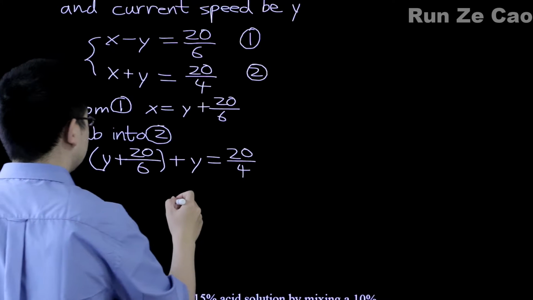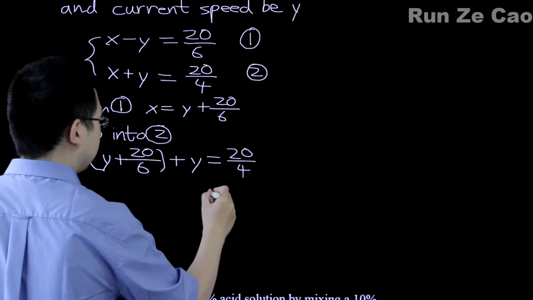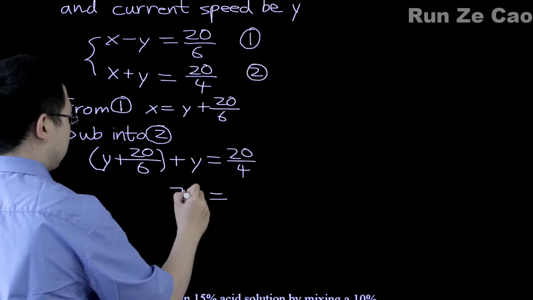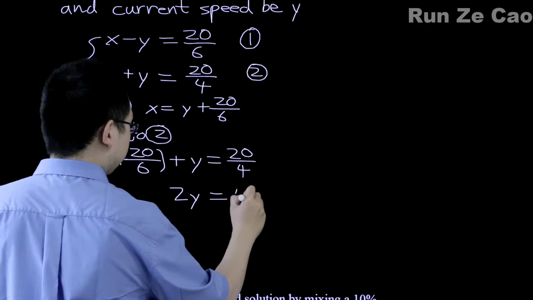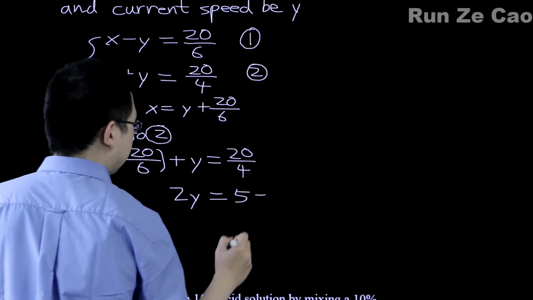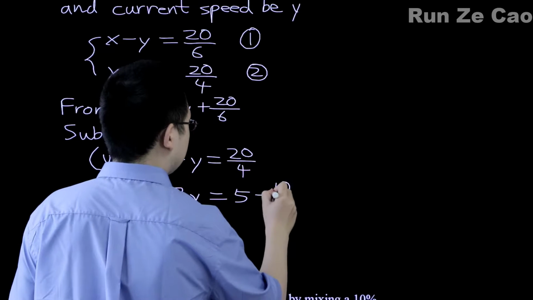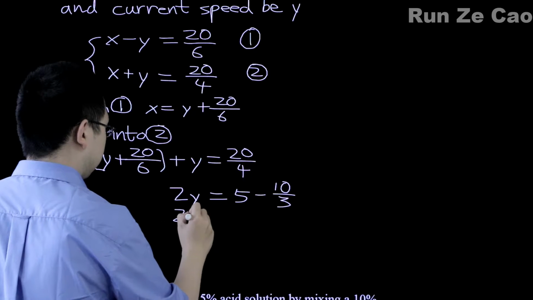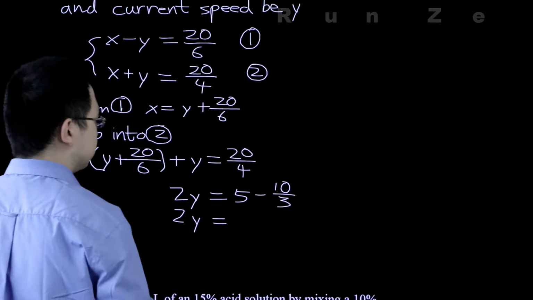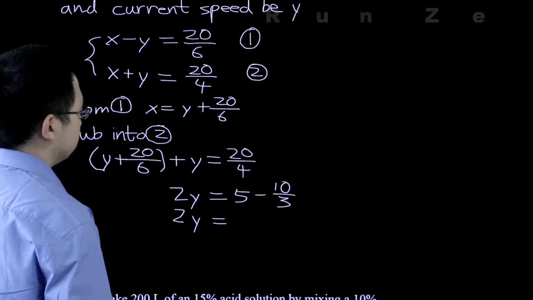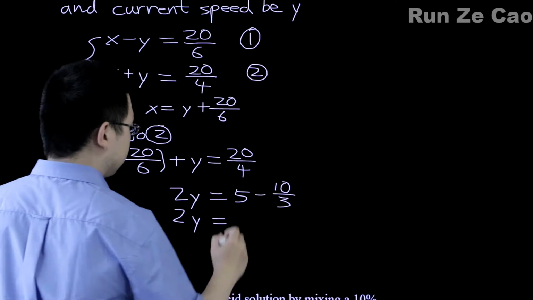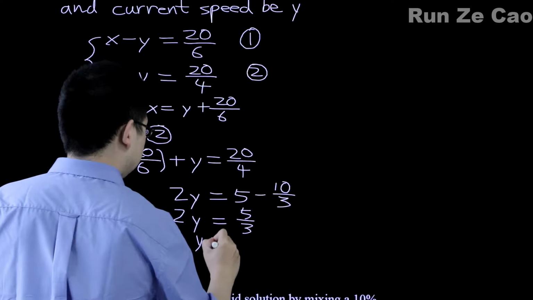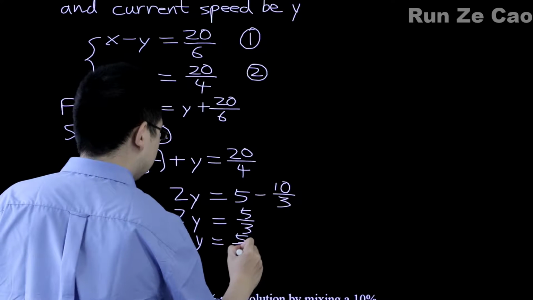So, what do we do next? Equal sign. 2y equals 5 minus 10 over 3. So that's 2y equals, well, 5 minus 10 over 3 would be 5 over 3. Y equals 5 over 6.